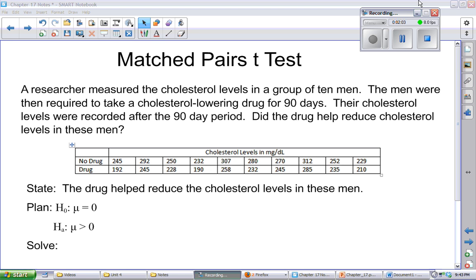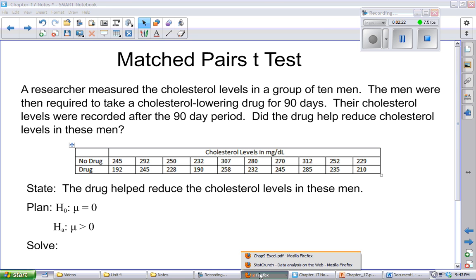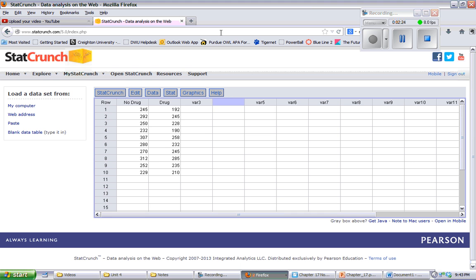The reason being, in our no drug, we expect the men's cholesterol to be higher before they took the drug than after. So if I take their before, subtract their after, I would expect to get a positive number. Therefore, I would expect to get a difference greater than 0. So that would be my plan step. Let's go ahead and go over to StatCrunch and run this test.